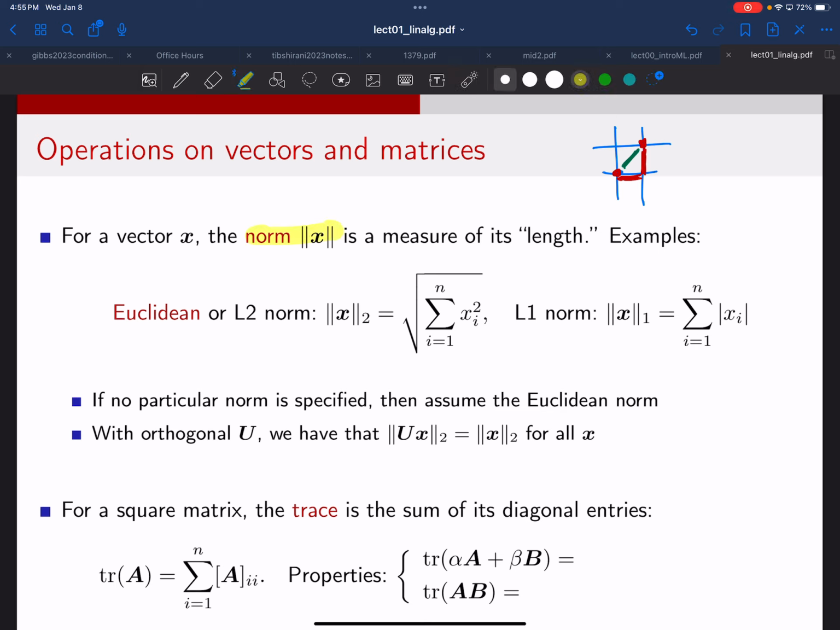If no norm is specified, we always assume the Euclidean one. So if you ever see an expression like the norm of x without any subscript telling you whether it's Euclidean or not, then you assume it's Euclidean.